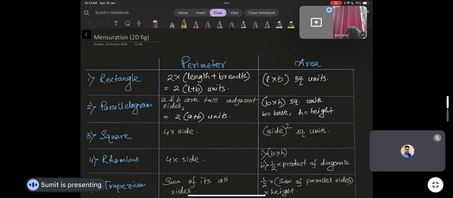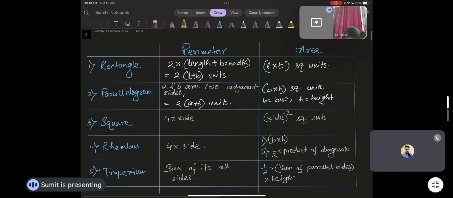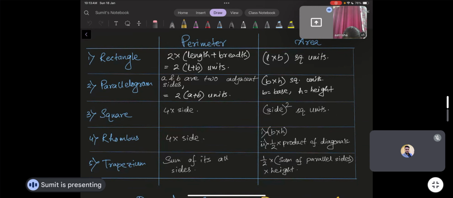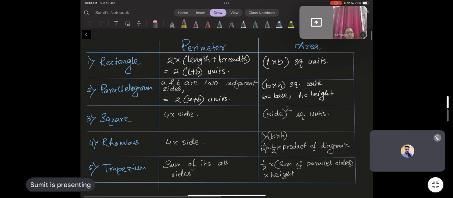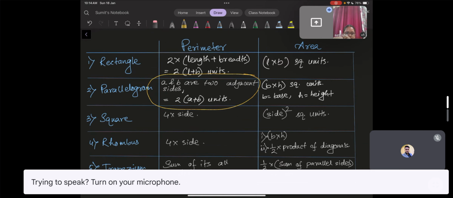So we have all the formulas for all the two-dimensional figures, that is rectangle, parallelogram, square, rhombus and trapezium. Rectangle, you know that perimeter is 2 into length plus breadth, area is length into breadth. Parallelogram কি আছে? Parallelogram and rectangle have the same kind of concept. Just I cannot say they are the length and breadth of the parallelogram. That is why I have taken A and B as the two adjacent sides of the parallelogram. Two adjacent means the sides are adjacent to each other.